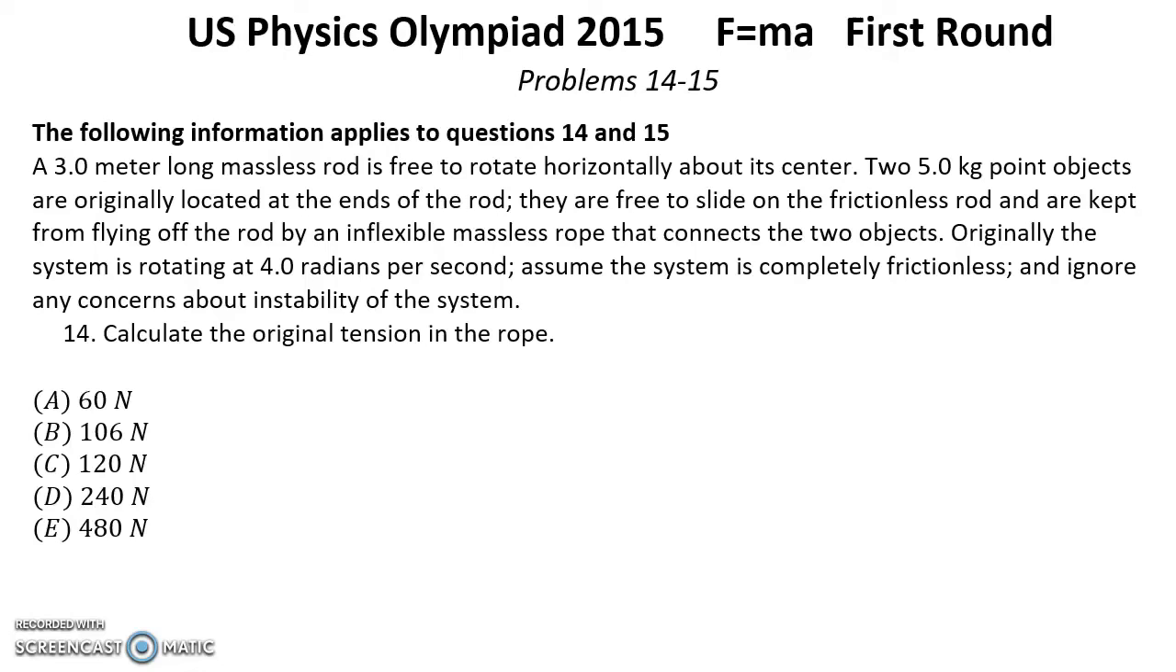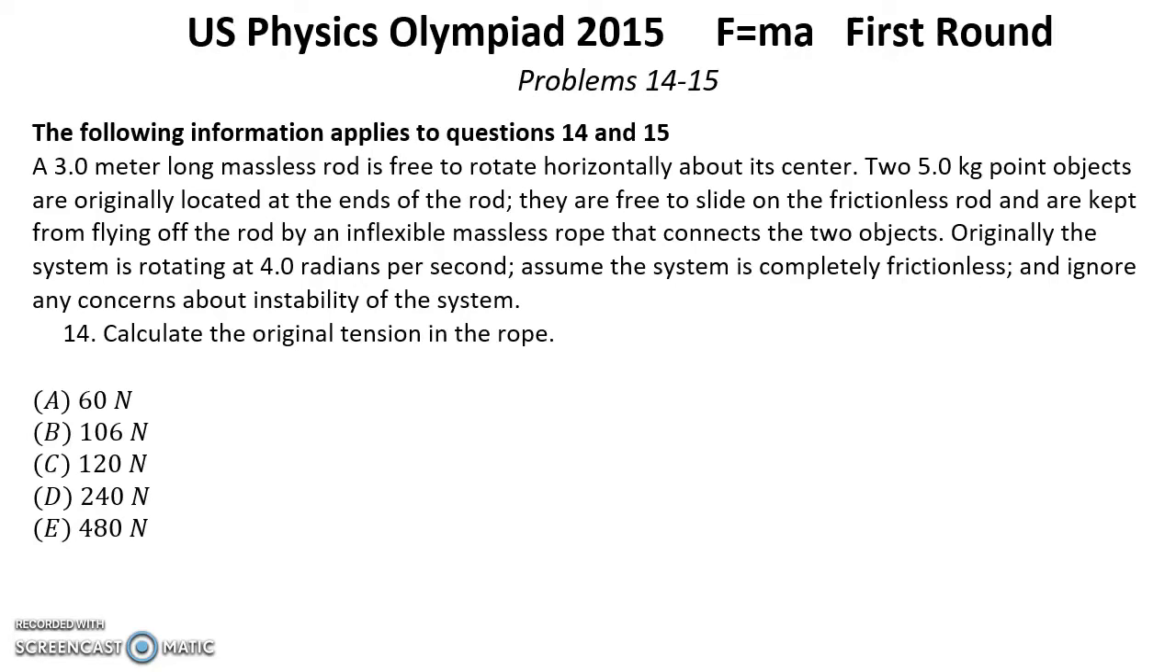Problems 14 and 15. The following information applies to questions 14 and 15. A 3 meters long massless rod is free to rotate horizontally about its center. Two 5 kg point objects are originally located at the ends of the rod. They are free to slide on the frictionless rod and are kept from flying off the rod by an inflexible massless rope that connects the two objects.